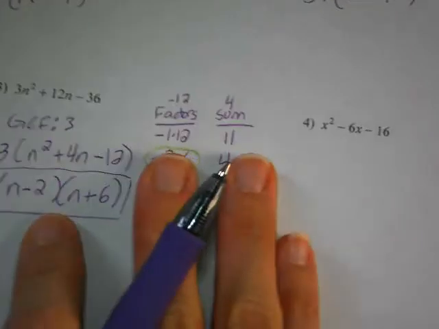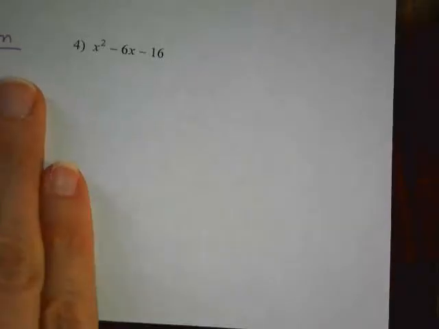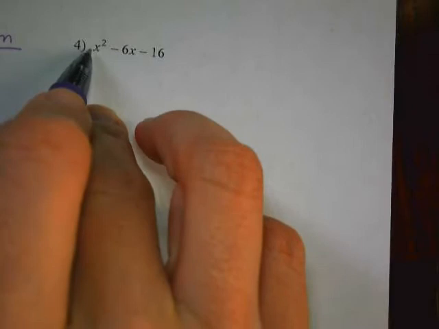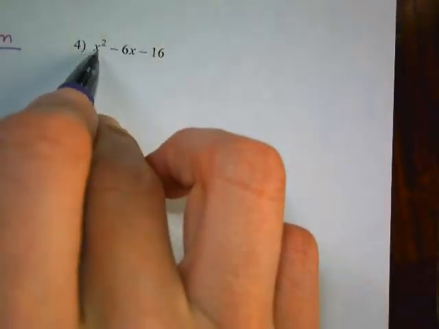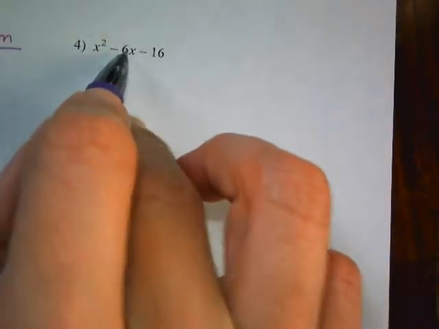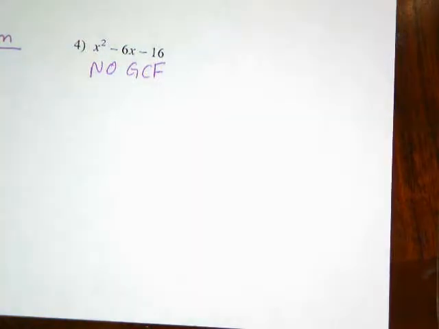Number 4, a coefficient of 1 here, x squared minus 6x minus 16. So we have no GCF, but we always need to check.